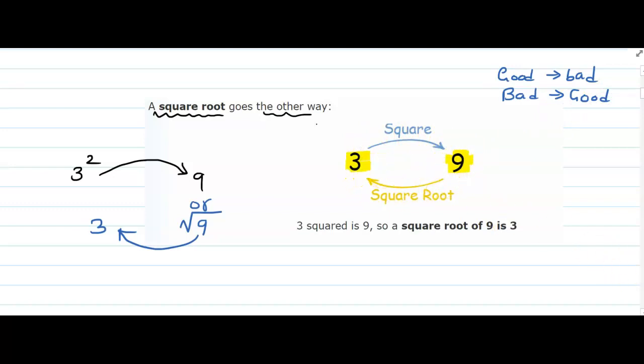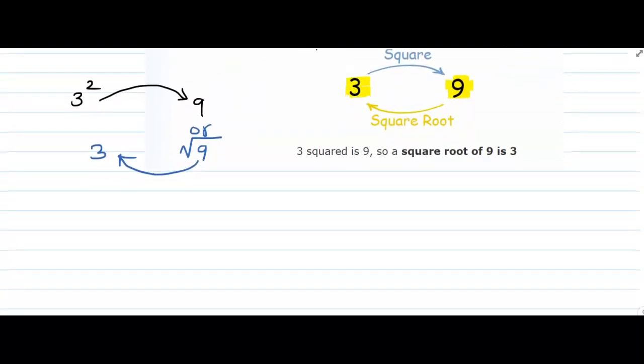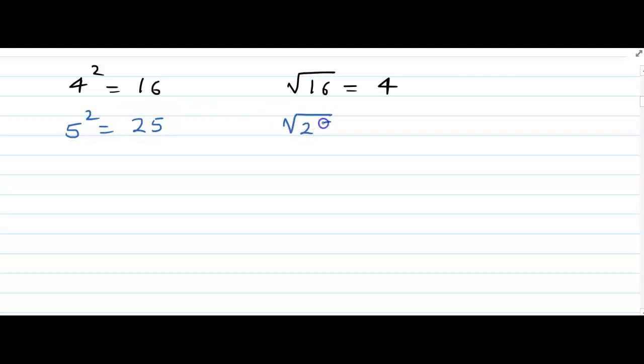Yeah, so let's see a couple of examples now. Let's write down 4 squared. 4 squared is 16. So if we take the square root of 16, this sign is square root, then you'll get 4. If we say 5 squared, 5 squared means 5 multiplied by 5, that is 25. Then the square root of 25 will be 5.